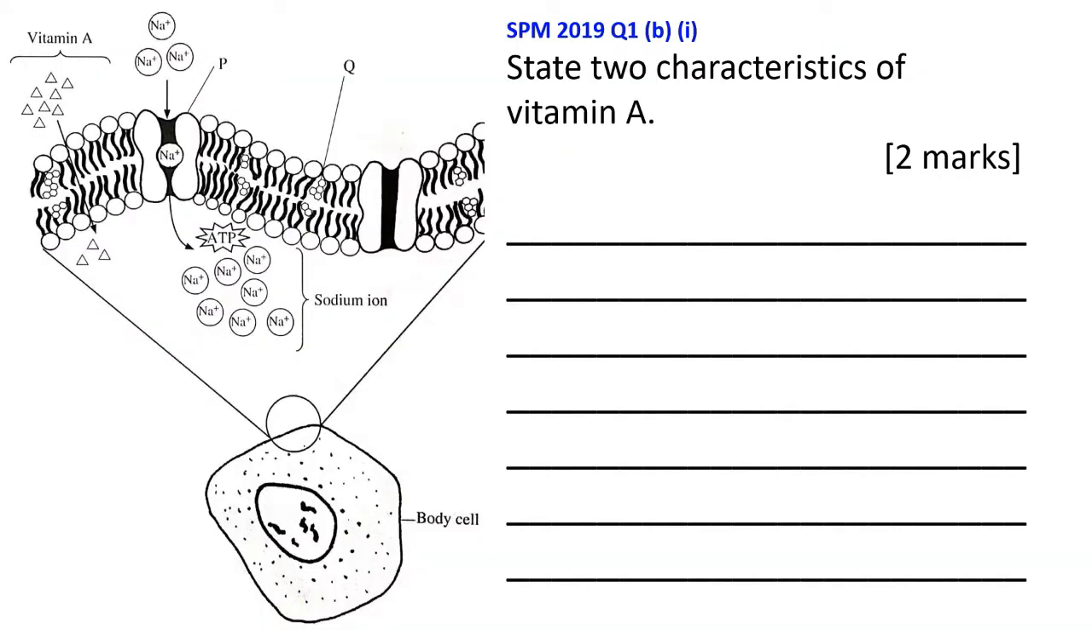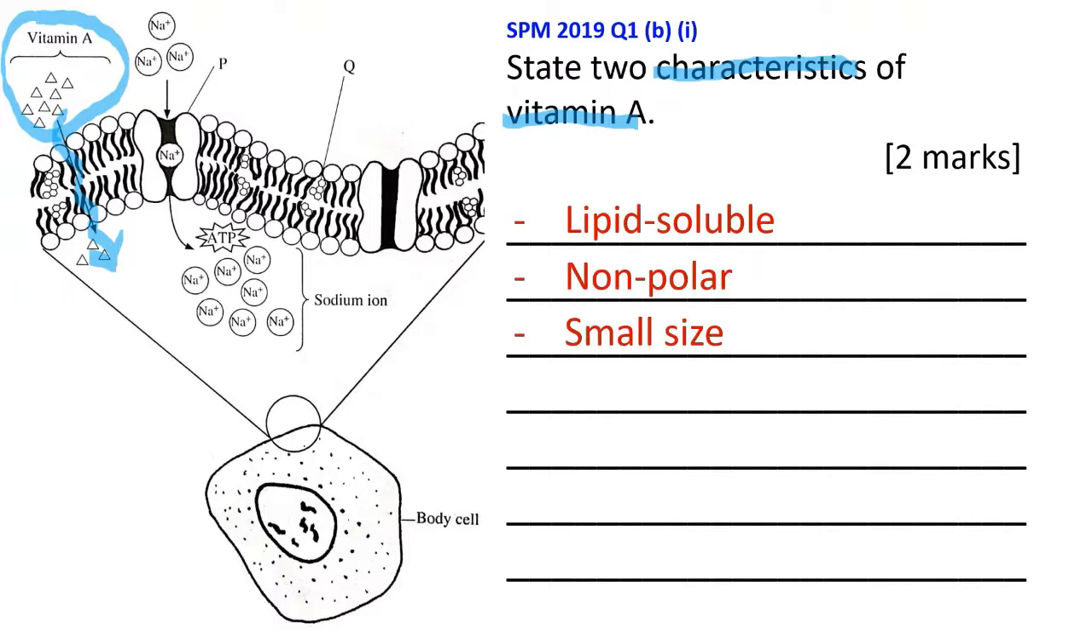Okay, now let us discuss some questions. Step 2, characteristic of vitamin A. So look at the diagram. Where is vitamin A? Based on the diagram, we can see that vitamin A can just diffuse through the phospholipid bilayer. What is the characteristic of the substances that can just diffuse through the phospholipid bilayer? The answer is lipid soluble, non-polar, and small size.